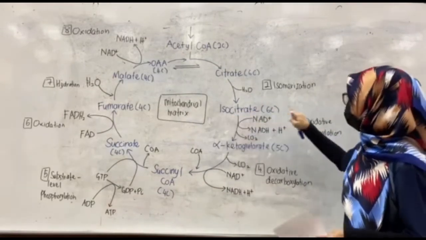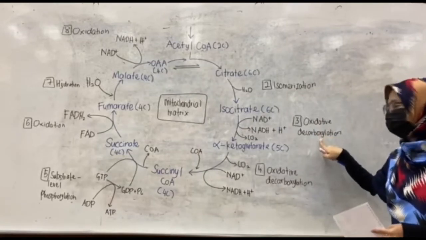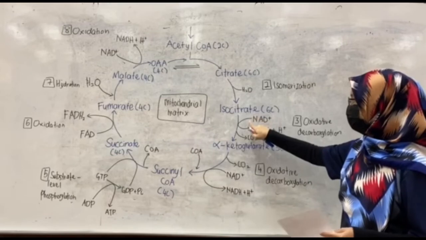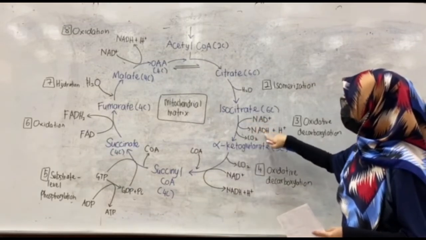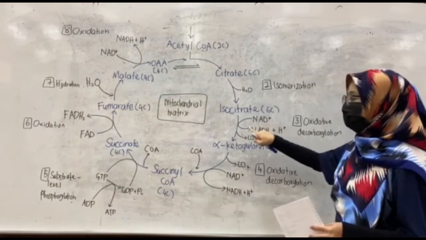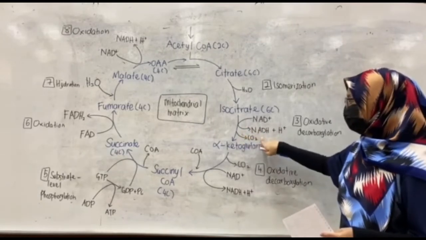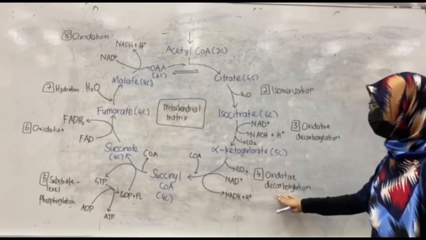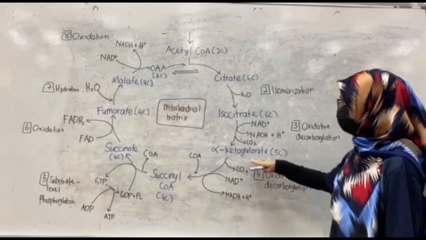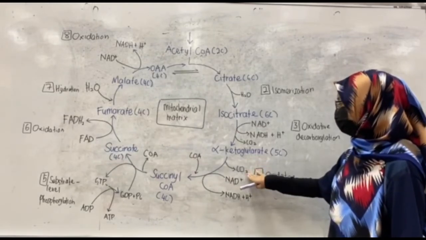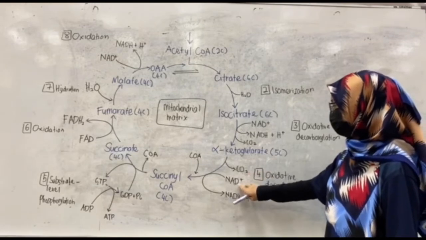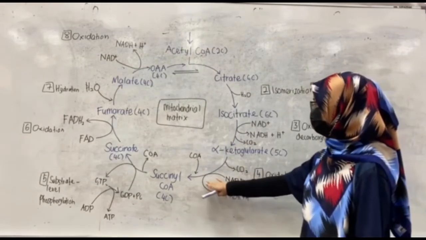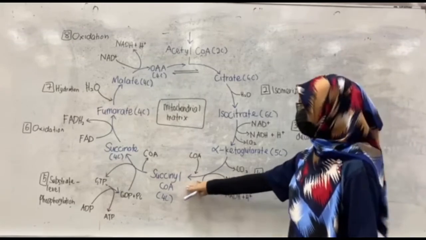Isocitrate undergoes oxidative decarboxylation. It reduces NAD+ to NADH and H+, and it removes 1 carbon dioxide. Alpha ketoglutarate will undergo oxidative decarboxylation. It will remove 1 carbon dioxide and reduce NAD+ to NADH and H+. So it will form succinyl-CoA.